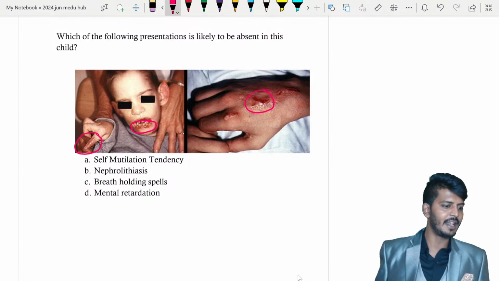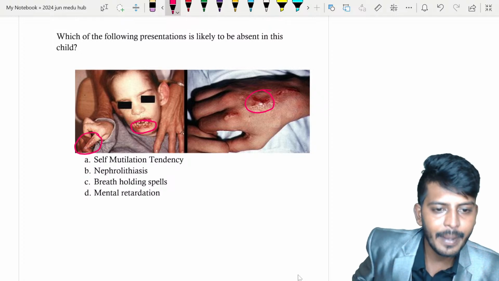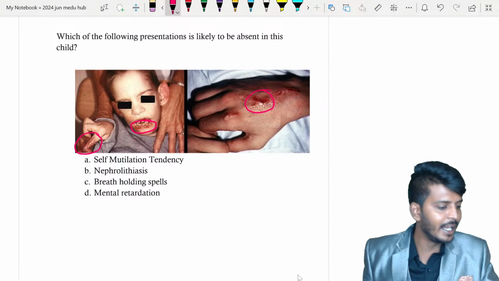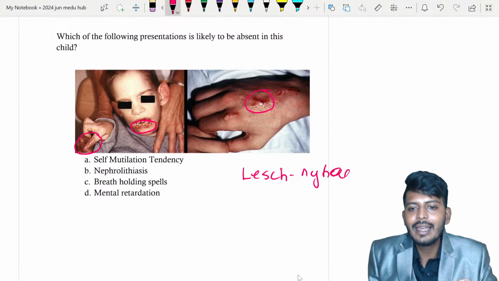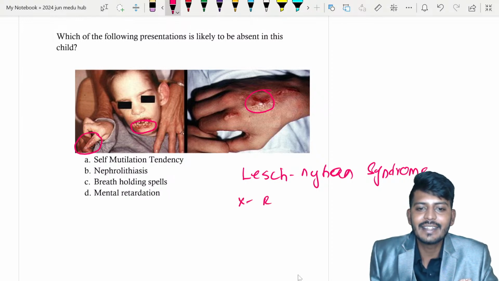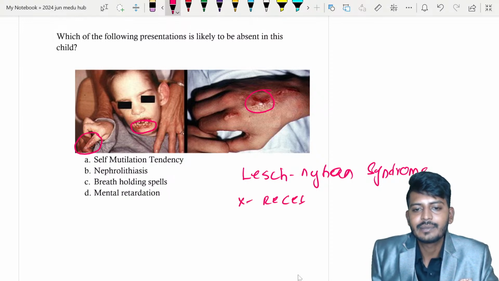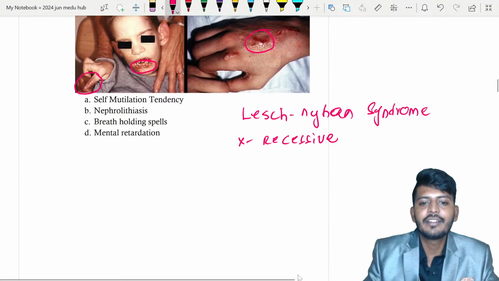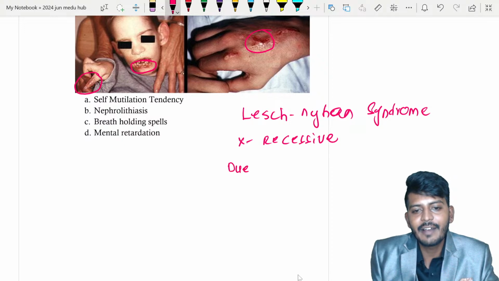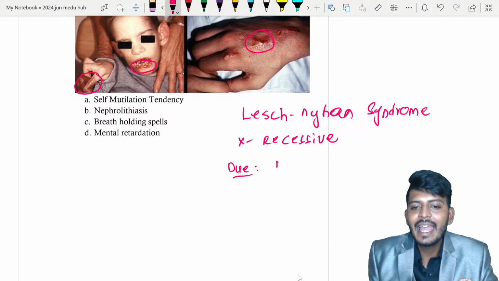So somebody says nephrolithiasis is not seen. अरे भैया ध्यान से देखो. So that disease is what? Lesch-Nyhan syndrome. What is that? Lesch-Nyhan syndrome is a type of X-linked recessive disease. Okay, this occurs due to what? Deficiency of an enzyme called HGPRT. What is that?